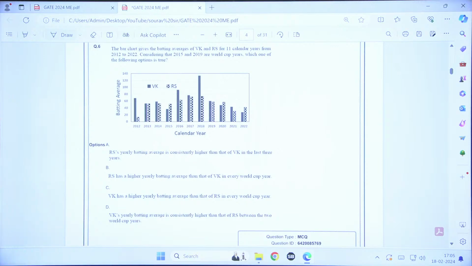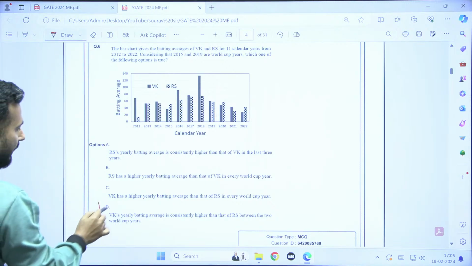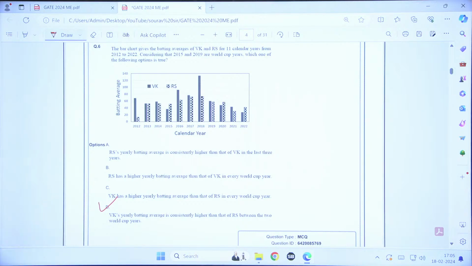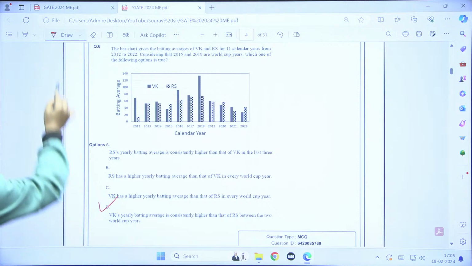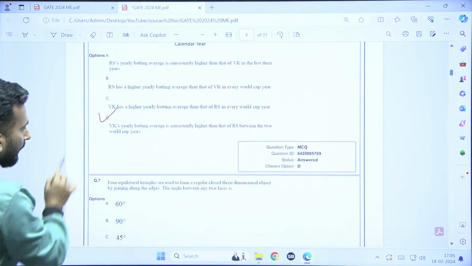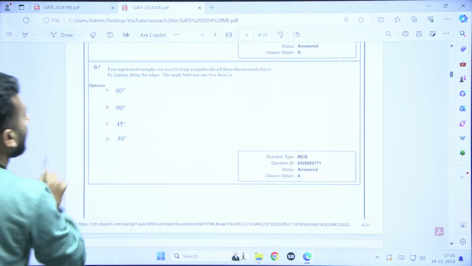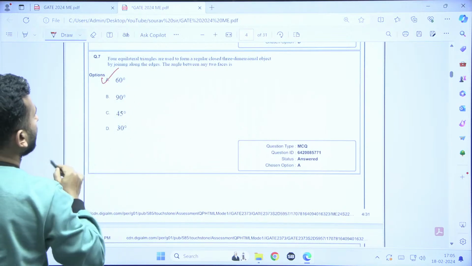Question number 6, Virat Kohli and Rohit Sharma average, which one of the following is correct? The answer for this will be D, that is Virat Kohli's yearly batting average is consistently higher between the 2 World Cup years. Now the 4 equilateral triangles question, the angle between 2 faces, the option is A, that is 60 degrees.